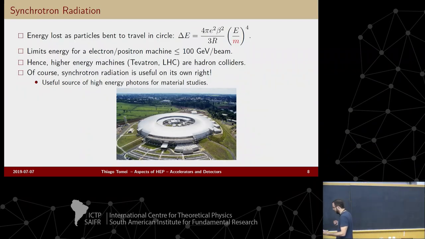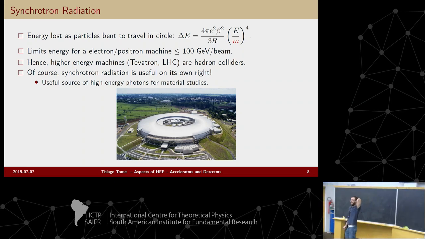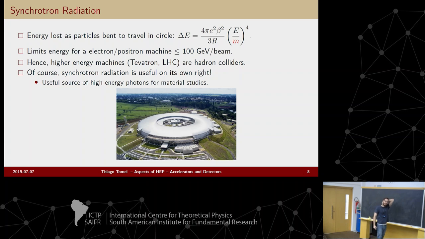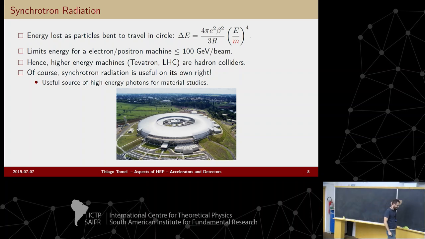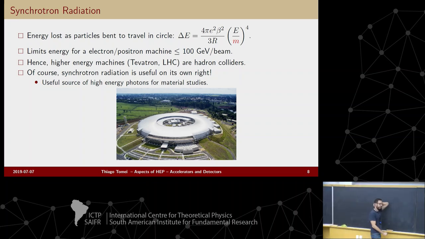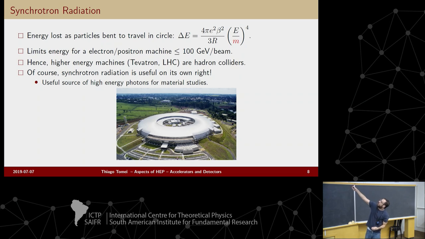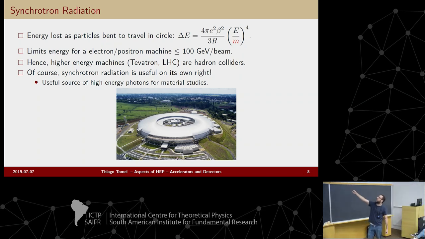There is one more problem with synchrotrons. As you may remember from electromagnetism, accelerated particles radiate. Accelerated particles in circular orbits radiate in a pattern which is synchrotron radiation. And this is the formula here, okay? You can open up Jackson and look it up.